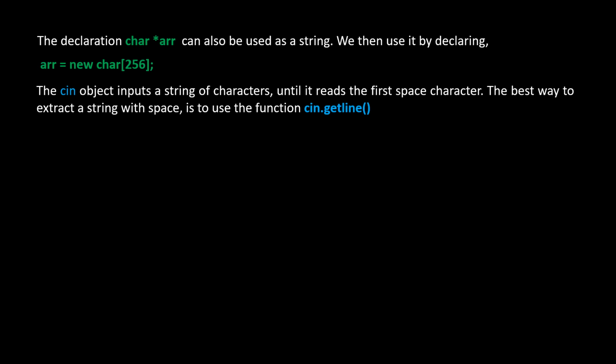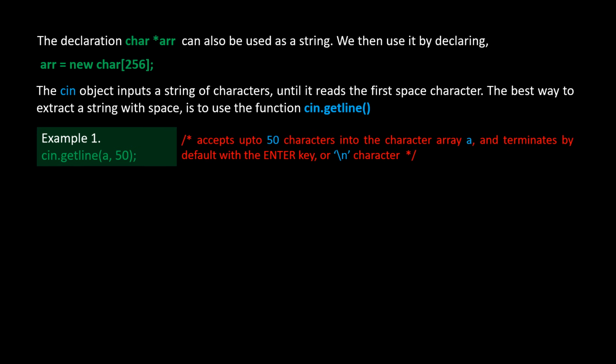The cin object inputs a string of characters until it reads the first space character. The best way to extract a string with space is to use the function cin.getline. Example 1. cin.getline(a, 50). It accepts up to 50 characters into the character array a and terminates by default with the enter key or \n character.